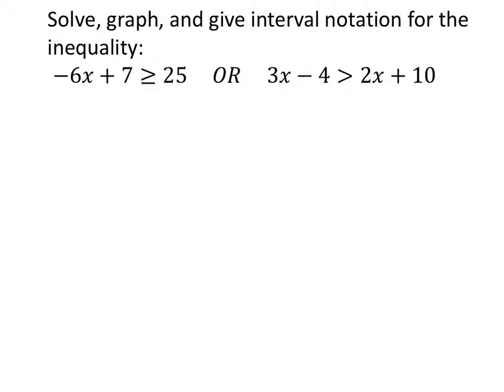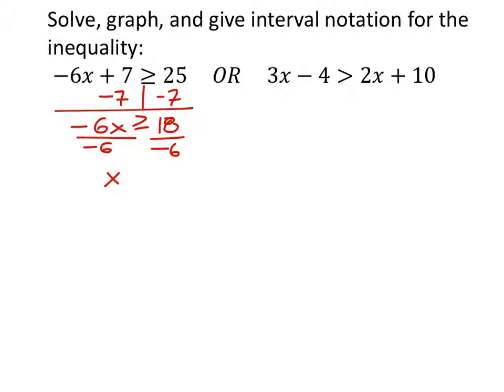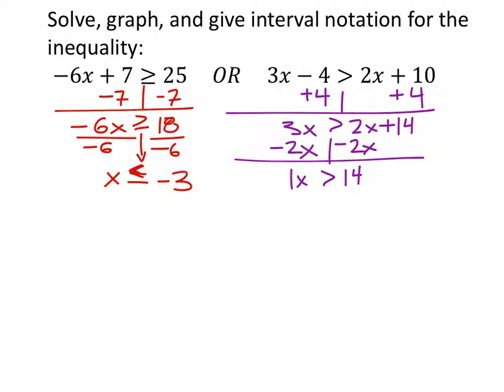So I'm going to start with -6x + 7 ≥ 25. And right here we see at that last step I've divided both sides by -6, so I'm going to have to flip this inequality so that it's eating to the right, and that would be x ≤ -3. All right, let's move on to the next one. So there we go, we got x > 14 right there after applying the principles of equality.